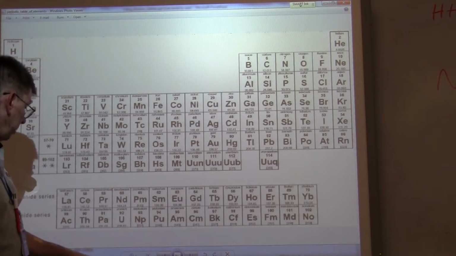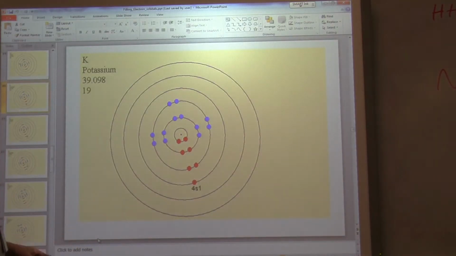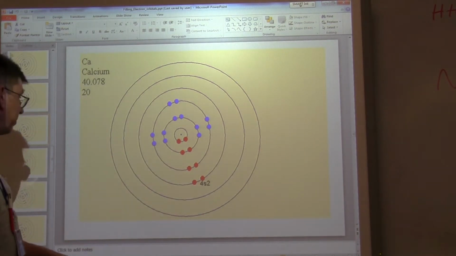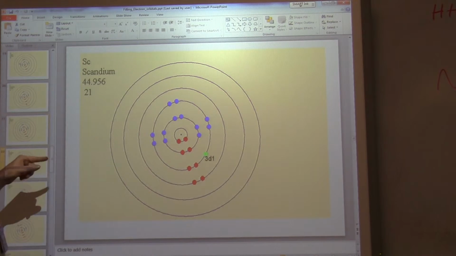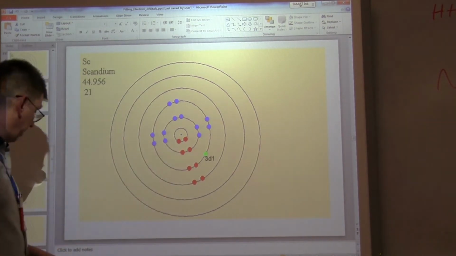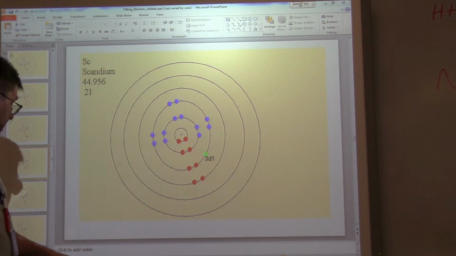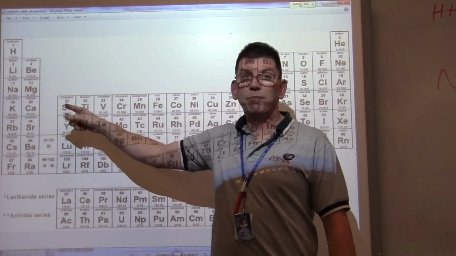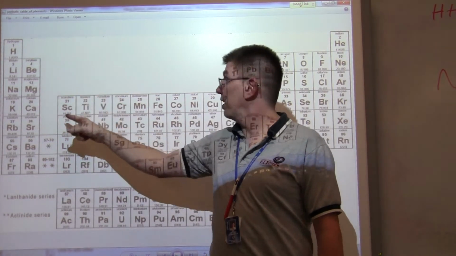So when we look at here, we go to calcium. Now, here's where the tricky stuff starts. After calcium, the next one is scandium. As you can see, that's on the third energy level. When we look at the periodic table over here, we get the scandium. That electron goes on the third energy level.